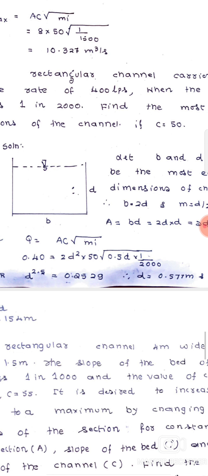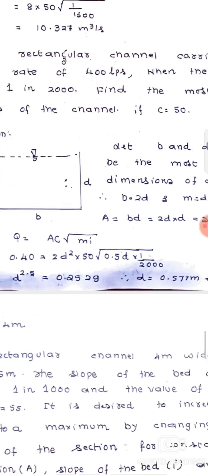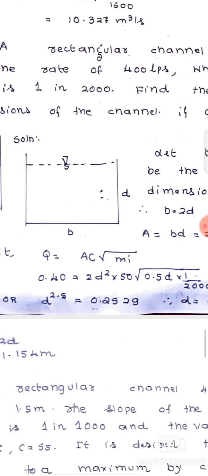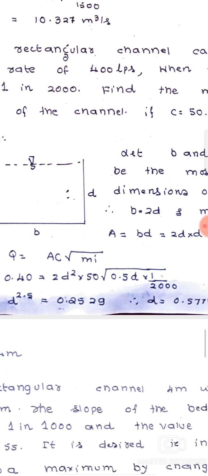Q is 0.40, area is in terms of D, 2D square, into C, which is given as 50, into square root of M. M is equal to D by 2, which we can write as 0.5 into D, into I, which is given as 1 by 2000. Then we can see here 2D square, D to the power of 2, and here it is square root of 0.5 into D. So if it is square root of D, the power will become 1 by 2. So 1 by 2 is nothing but 0.5.